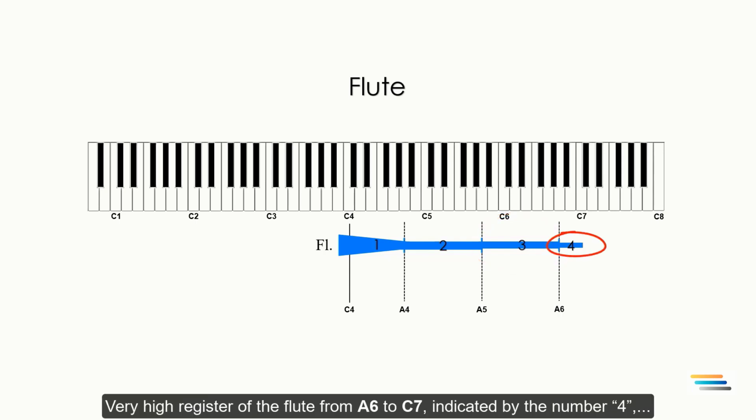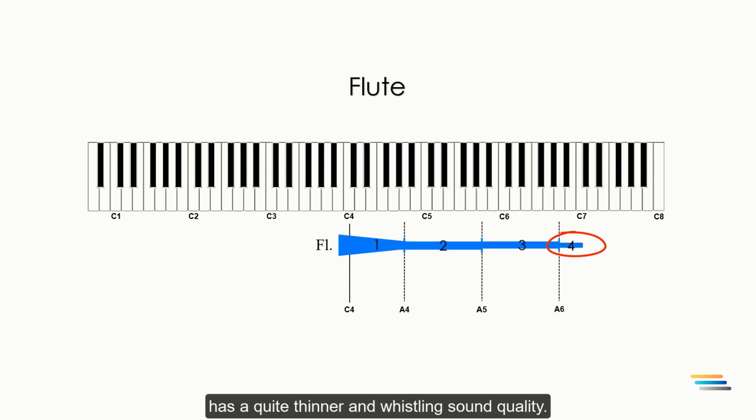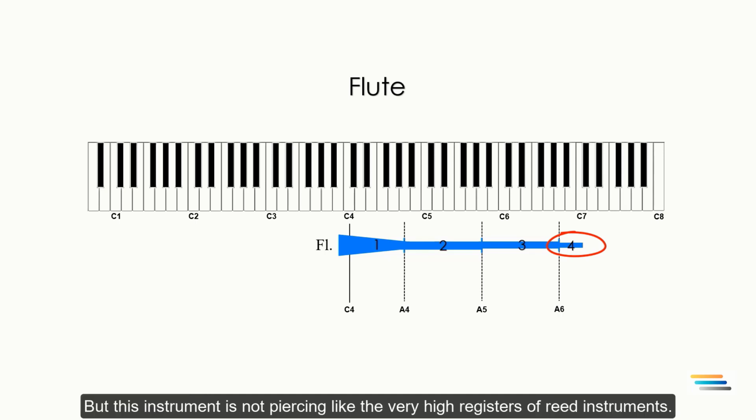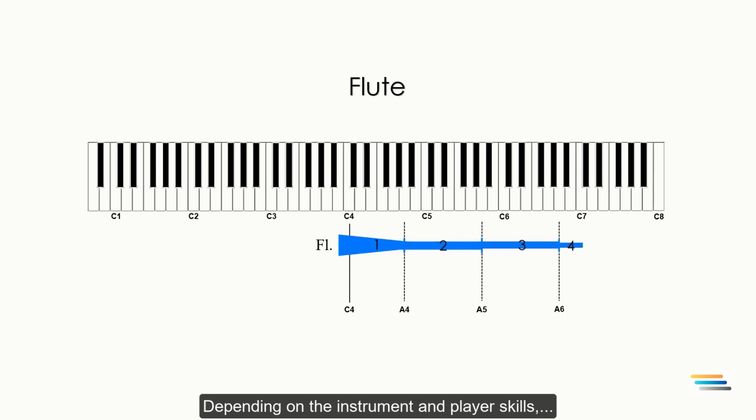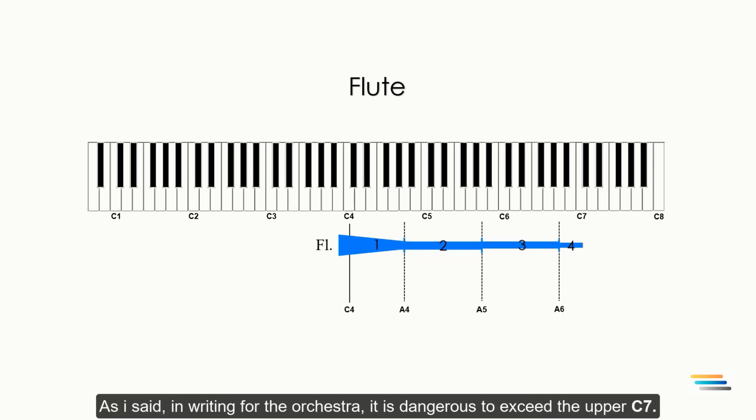The very high register of the flute, from A6 to C7, indicated by the number 4, has a quite thin and whistling sound quality. But this instrument is not piercing like the very high registers of reed instruments. Depending on the instrument and the player's skills, the top note of this instrument is indefinite. As I said, in writing for the orchestra, it is dangerous to exceed the upper C7.